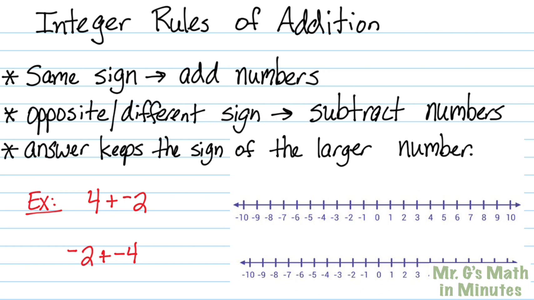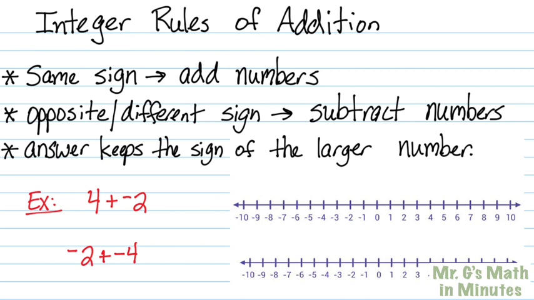So the integer rules of addition say that if the numbers have the same sign, talking about positive and negative numbers, if both numbers are positive or if both numbers are negative, we add the two numbers together. If they have different signs, so one's positive, one's negative, then you subtract those two numbers. The answer of that problem, whether you're adding or subtracting, will keep the sign of the larger number.